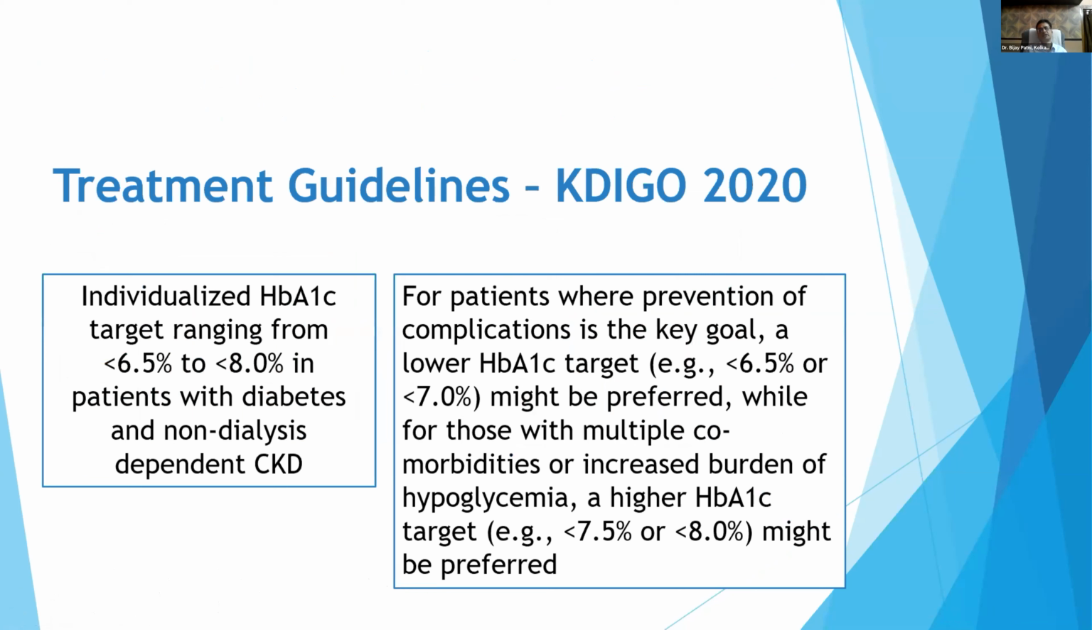So what are the treatment guidelines? For the first time, KDIGO 2020 came out with glycemic guidelines. They have said that individualization of therapy, or the glycemic goal, is important. If you have a comorbid condition or increased burden of hypoglycemia, a conservative approach can be undertaken, whereas if prevention is the major criterion, then you should have a lower HbA1c target. Let's see what they have published.